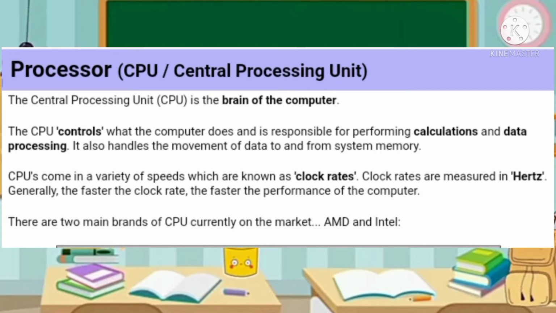CPUs come in a variety of speeds which are known as clock rates. Clock rates are measured in hertz. Generally, the faster the clock rate, the faster the performance of the computer. There are two main brands of CPU currently in the market, the AMD and the Intel.